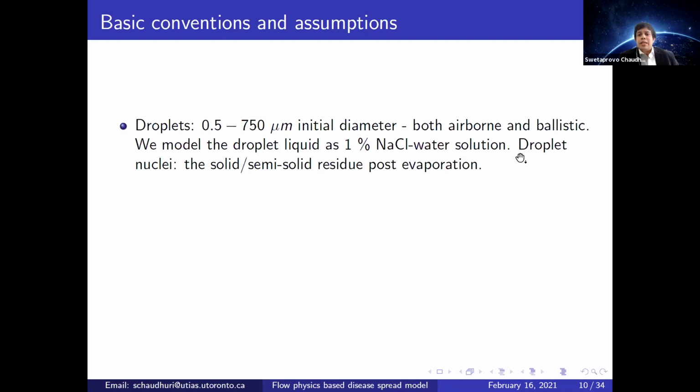And then the convention is that the droplet nuclei are the solid and semi-solid residue that is left post droplet evaporation. We'll show that the size of this droplet nuclei is typically 1/5 to 1/6 of the initial droplet diameter if the relative humidity is beyond about 80%. If the relative humidity is very large, about say 90% or 100%, then the droplets do not evaporate at all, and they continue with their initial size.